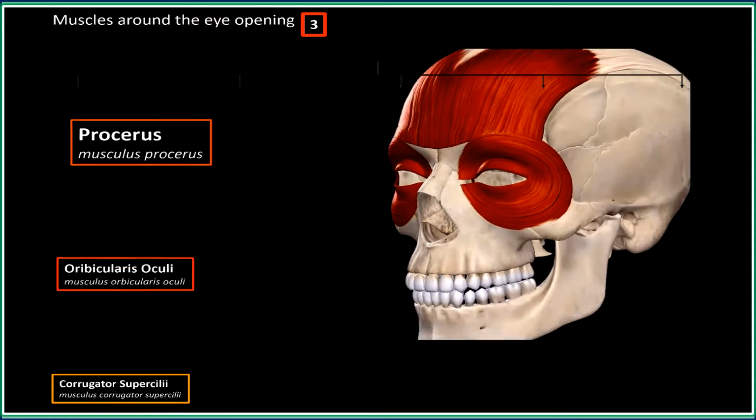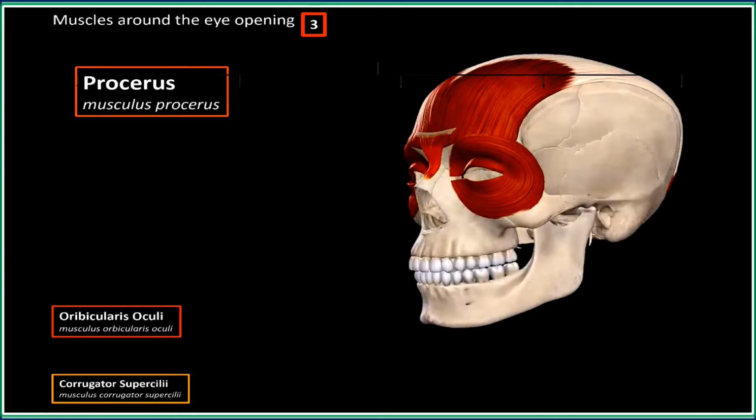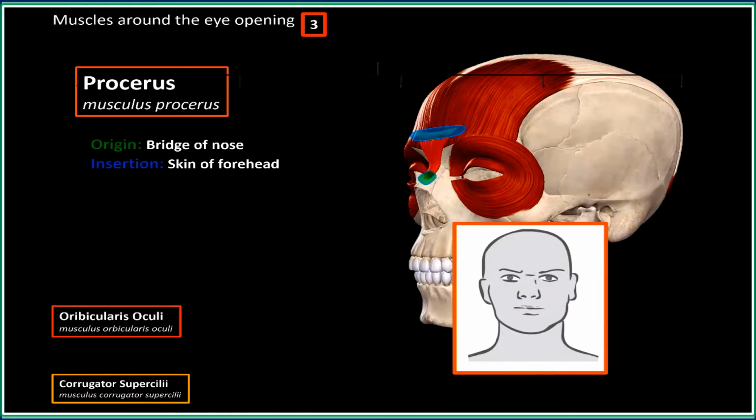Next, we have the procerus muscle, and the procerus muscle is located between the eyebrows, as you see here. It originates from the bridge of the nose and inserts at the skin of the forehead, forming a horizontal wrinkle on the root of the nose, as you see here.